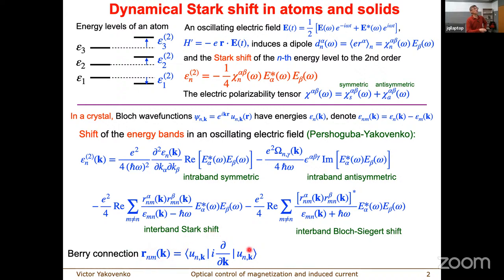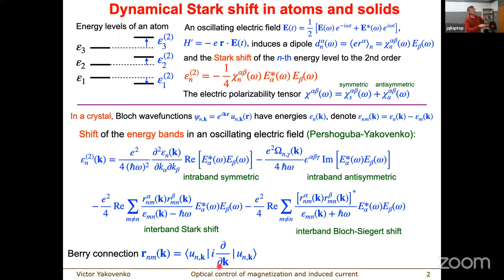But because we are working on a crystal, it turns out that this matrix element of dipole actually represents Berry connections. So what is Berry connection? You take this U, the periodic part of the Bloch wave function, labeled by momentum K, you take the derivative with respect to momentum K, and that gives you the matrix element of coordinate. As usual, this is coordinate, this is momentum, so they're conjugate variables.